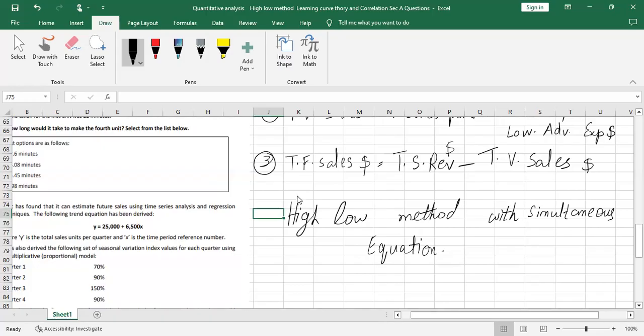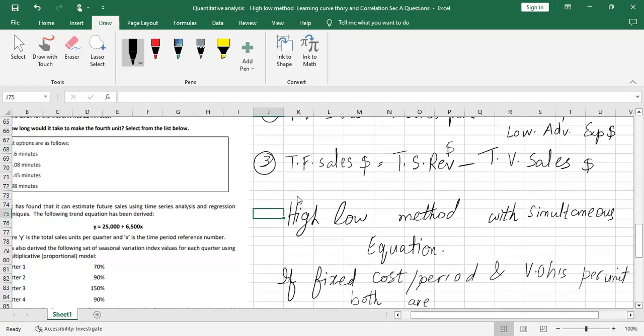Simply remember one thing: simultaneous equation is needed only when fixed cost per period and variable overheads per unit both are not provided. So whenever both are not provided, you will use the high-low method. Clear everyone? Any question relating to these areas?